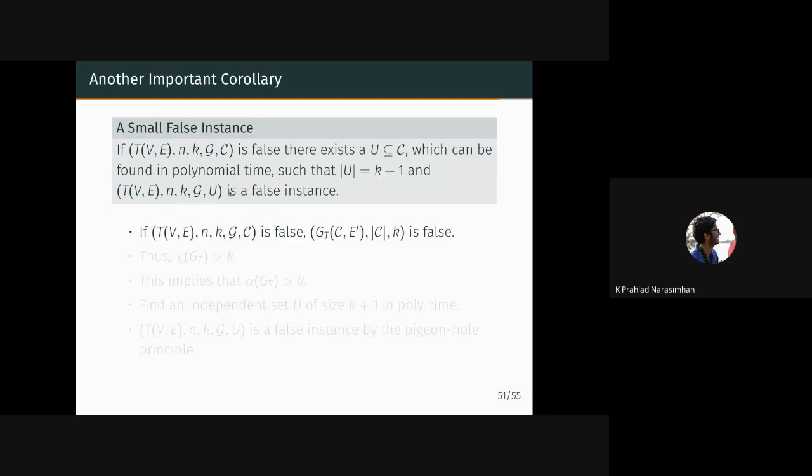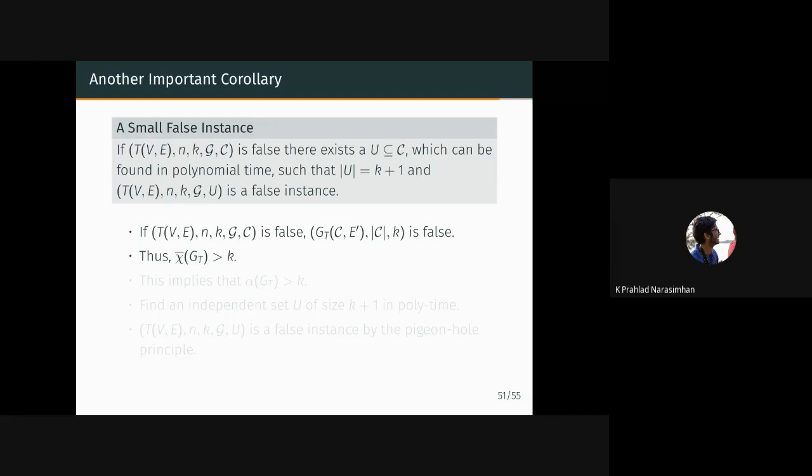So this is where we will use the stuff that we described at the very beginning. So let's say this is false. If this is false, then the corresponding clique cover instance is false, right? Because we proved the equivalence between the two things. Since if this is false, what does this mean? This means that the minimum number of cliques required to cover GT is greater than K. Because if it was less than K, I would just use that particular instance, right? Which is the same as saying that the clique cover number of GT is greater than K.